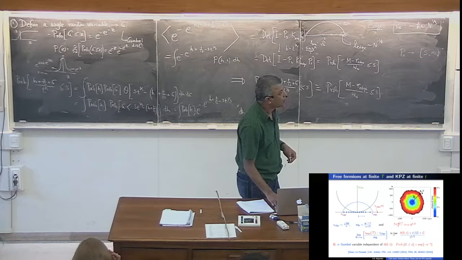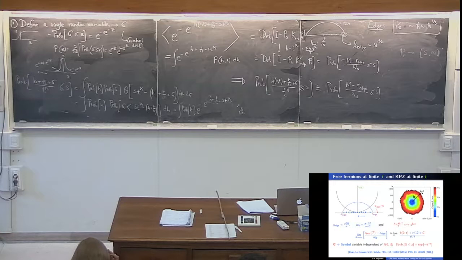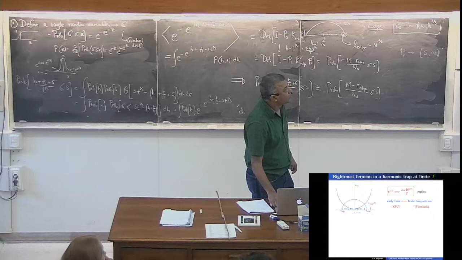But one thing you notice is that high temperature here means short time in the KPZ problem, whereas low temperature, when temperature goes to zero, means late time. So zero temperature is exactly like the infinite time KPZ, but finite temperature means a short time. Large temperature means short time in the KPZ problem, and there has been analysis of that short time.